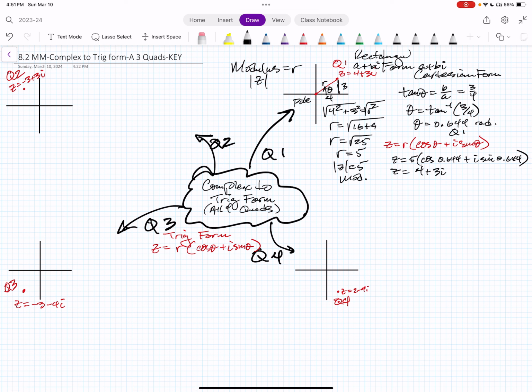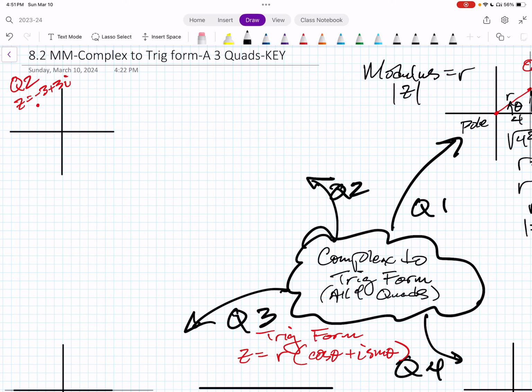So the way to get good at it is by exploring all the different quadrants. Right? You don't fully understand something until you explore it in all its variations. Okay, so that's what this mind map is all about. So on this next one here, we've got quadrant 2, and you've got negative 3 plus 3i. Okay, and so that's obviously left 3, up 3.